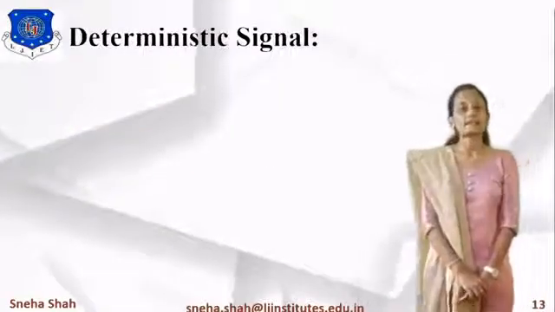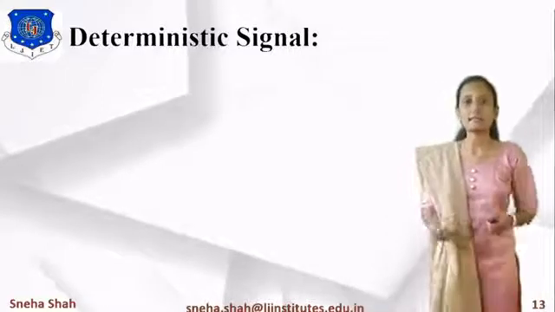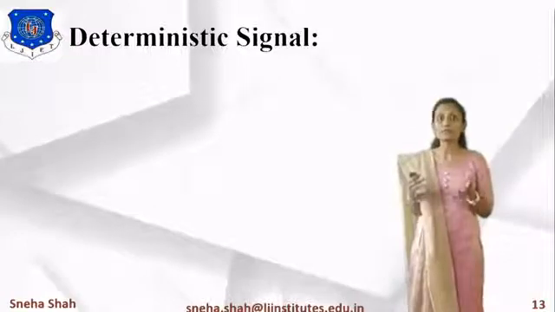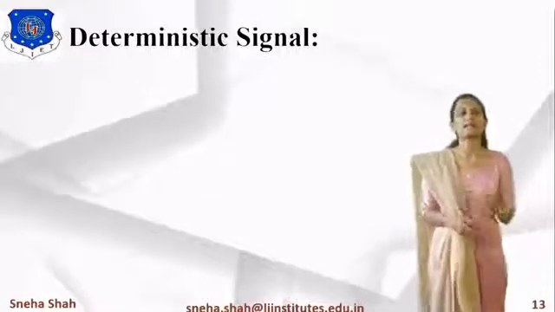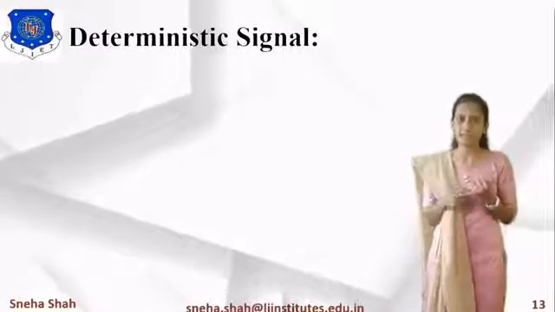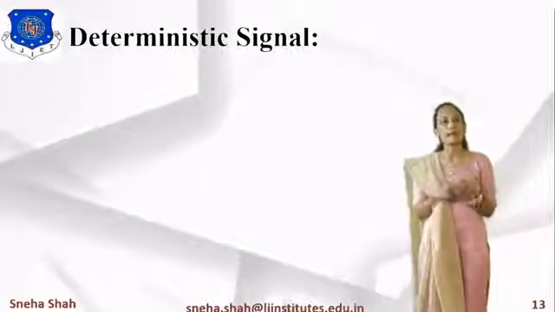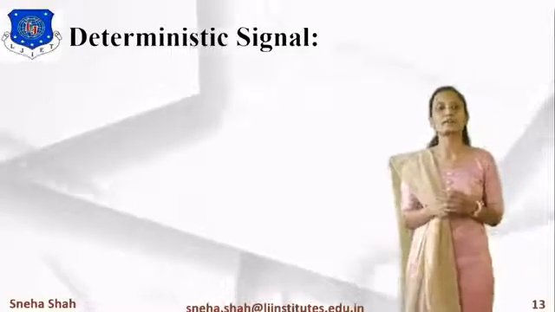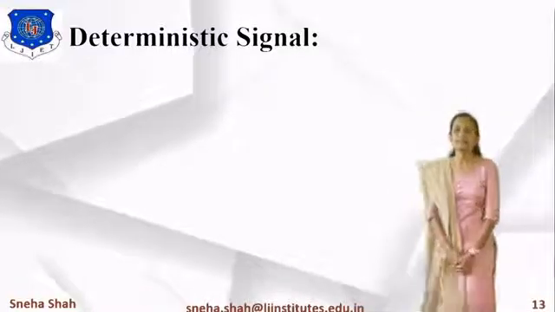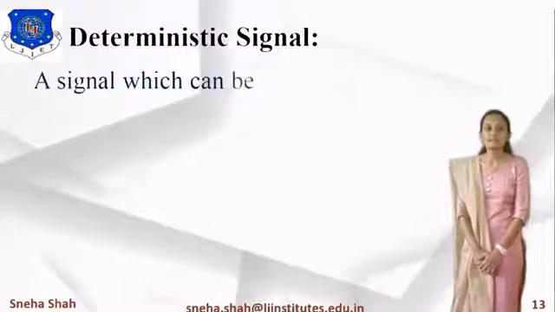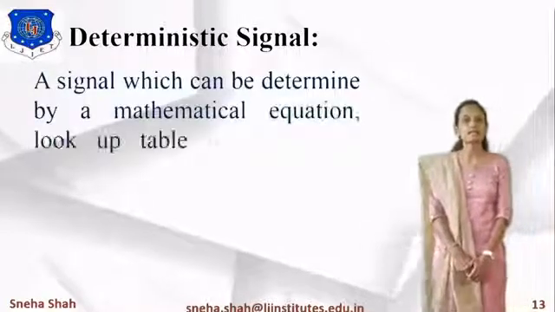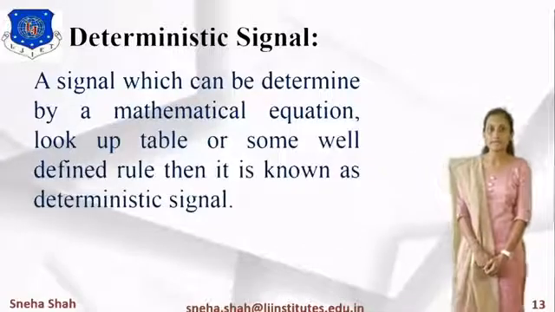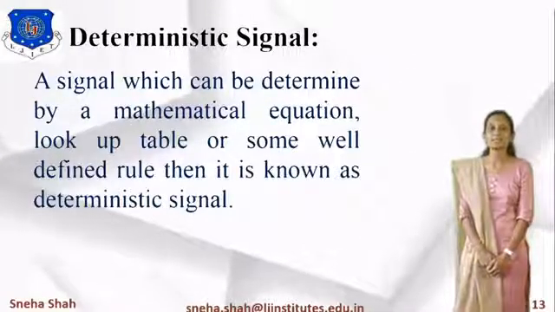Now the next type of signal is deterministic signal. Now what is deterministic signal? Deterministic signal means it is one kind of signal which we can determine by any method, by using a graphical method, a mathematical method, a lookup table method, or any well-defined rule. So a deterministic signal is a signal which can be determined by a mathematical equation, lookup table, or some well-defined rule.